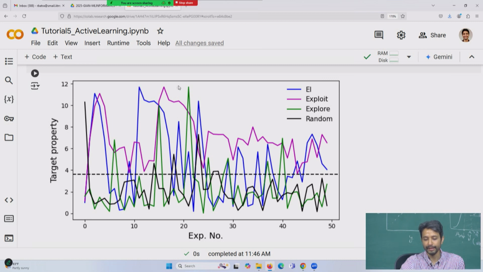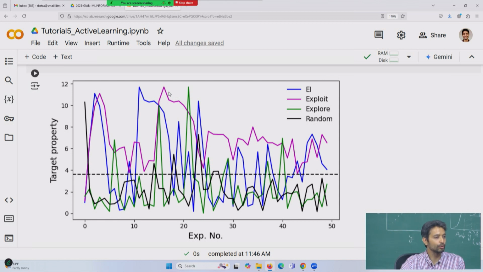So the maximum band gap value is this one. The blue one is the one which found the best candidate in the lowest number of iterations, almost around the 11th iteration. While exploitation and exploration found it slightly later. So if every experiment was costing 1 lakh rupees, this is the difference in the savings. Yeah, so that's another good point.